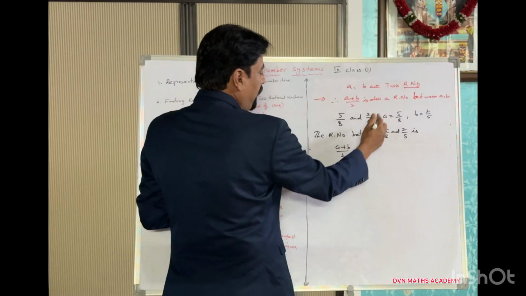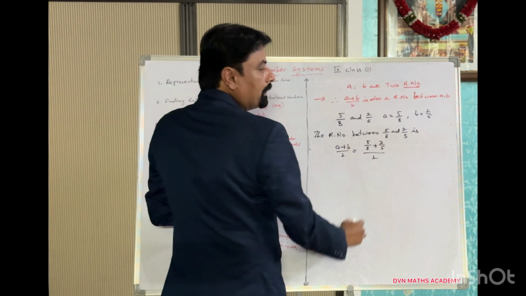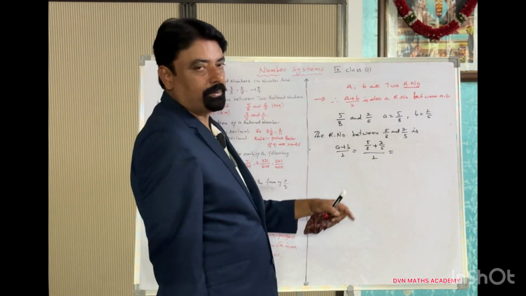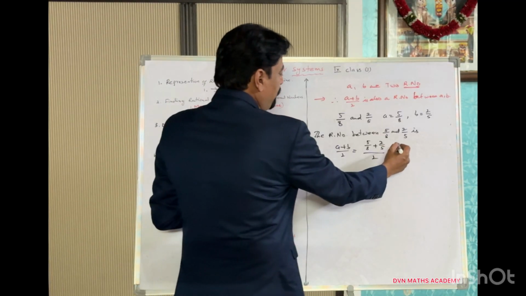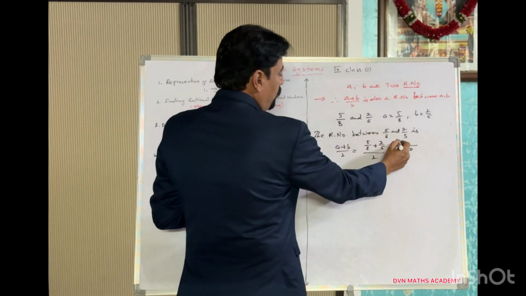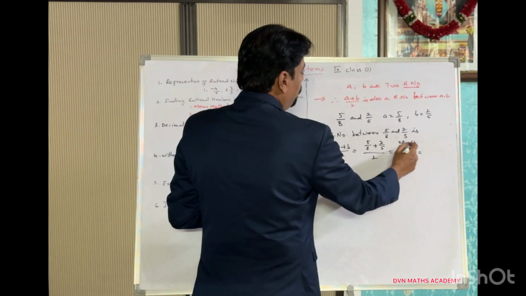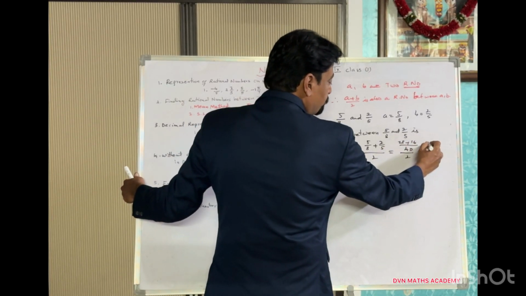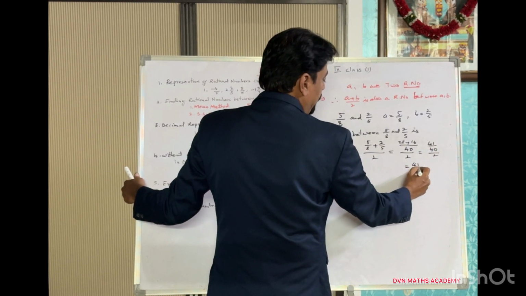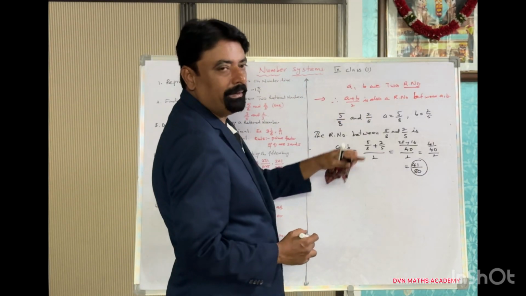That means a is equal to 5/8. This is (5/8 + 2/5)/2. So here you should know addition of fractions and every concept. Here the LCM of 8 and 5 is 40. 5 fives are 25, plus 8 twos are 16, by 2. This will become 25 plus 16, 41. 41/40 divided by 2 means this is 41/80. So this is the rational number in between 5/8 and 2/5.